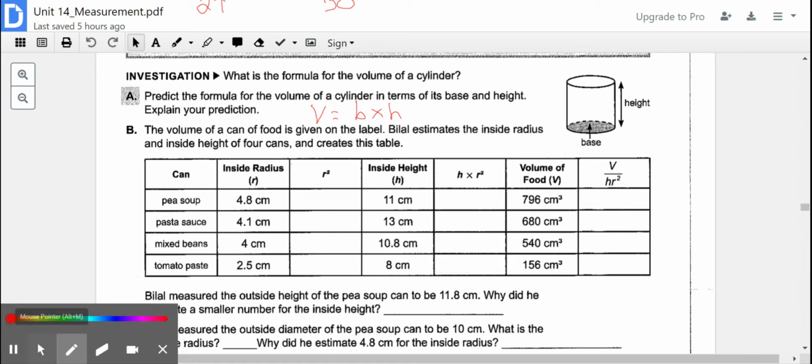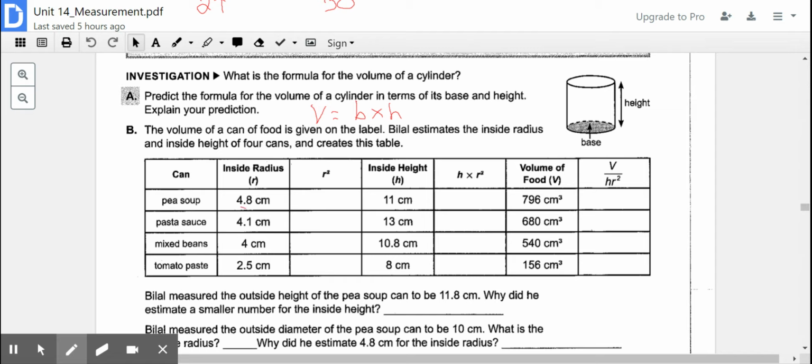Part B says, the volume of a can of food is given on the label. Bilal estimates the inside radius and inside height of 4 cans and creates this table. So let's finish off this chart here, shall we?